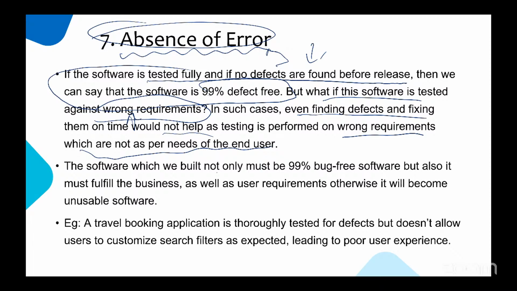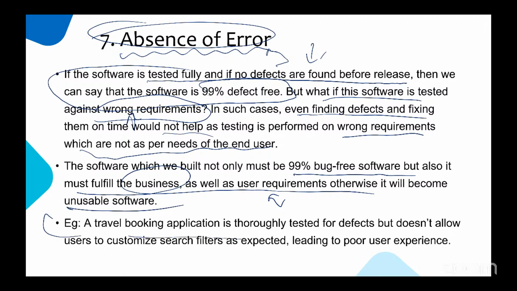And the software which we build, that is what they are saying. You should not think about bugs alone; you should also think about the requirement. The definition I gave: you are doing testing according to the requirement to find defects and give a reliable quality product. These three words are what they are trying to bring here. It must be 99% bug free, but it must also fulfill the business requirement. Otherwise, it's unstable software.